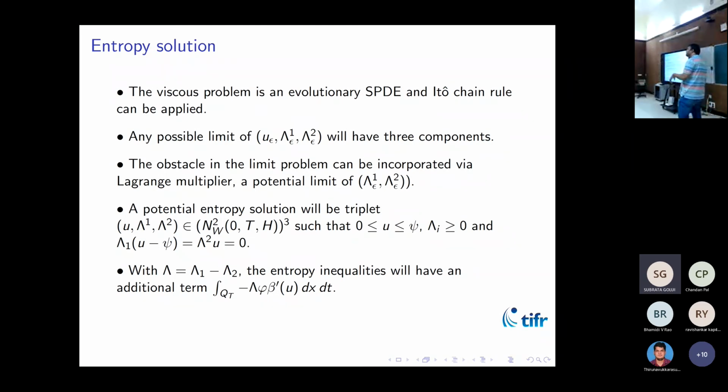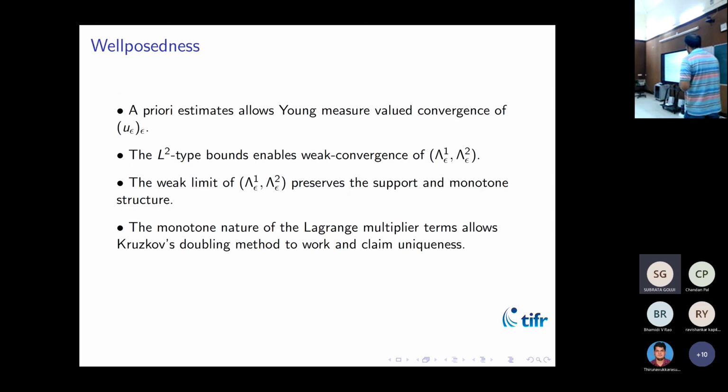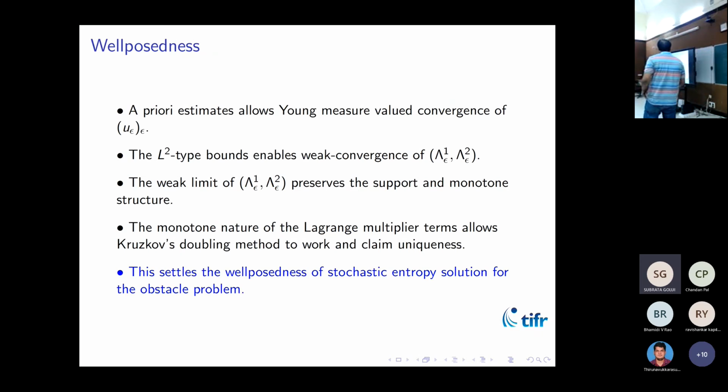And then from there we can recover. So the monotonicity of this term saves the day, and then we can do exactly like the scalar equation. We can claim that the Young measure limit of these epsilons will be the unique entropy solution of the obstacle problem. So I think I have just mentioned all of it.